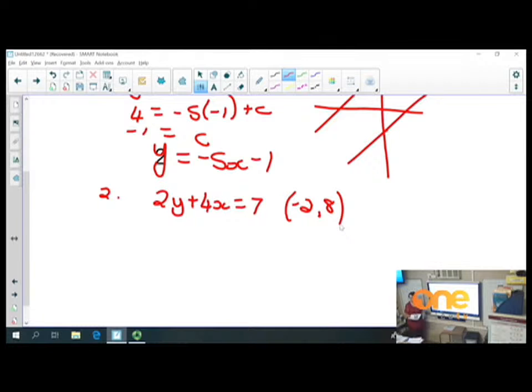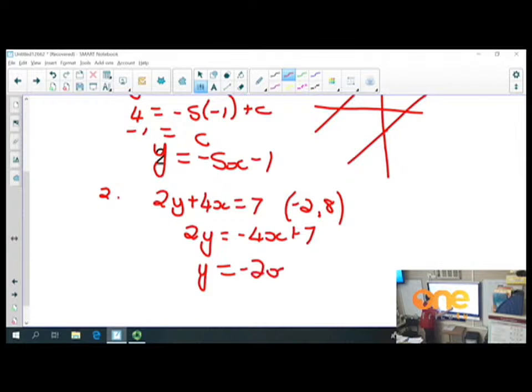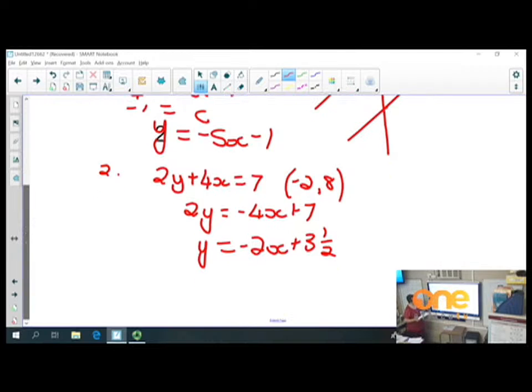Standard form. What is standard form? Armand? y is equal to mx plus c. That's what we want all the time. So I first need to do that, and we do that with algebra. So 2y is equal to negative 4x plus 7. y is then equal to negative 2x plus 3.5. But that's not my answer. That's not my answer because it's passing through the point negative 2, 8.